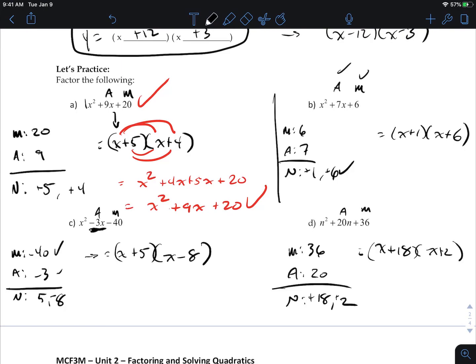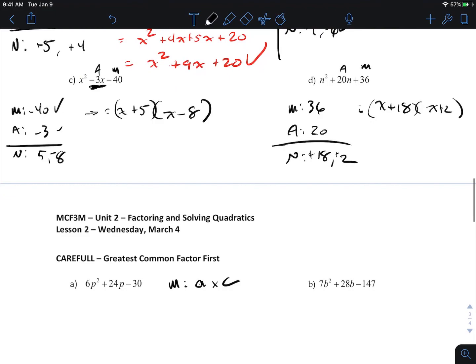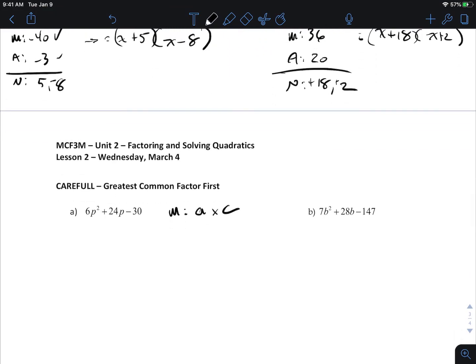But with complex ones, a times c for this question would be 6 times negative 30, which would equal negative 180. And then you'd have to find the two numbers that multiply to that and add to 24. That's a lot harder. Why would you do that when you could apply what we did yesterday? I can take the 6 out and write what's left.